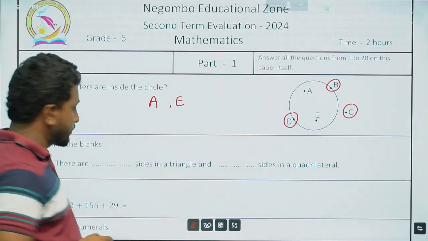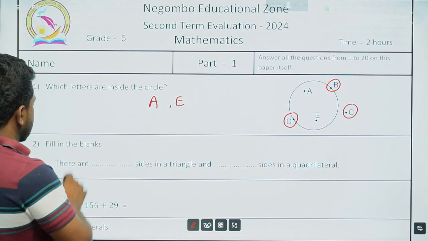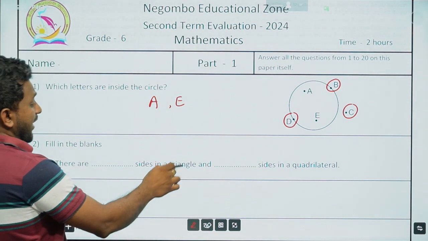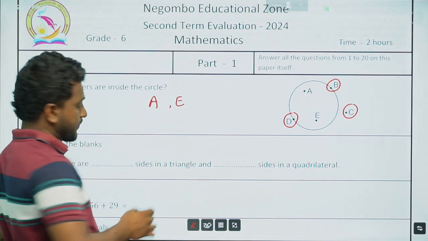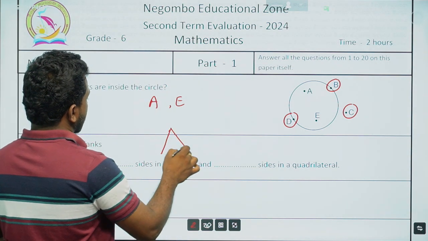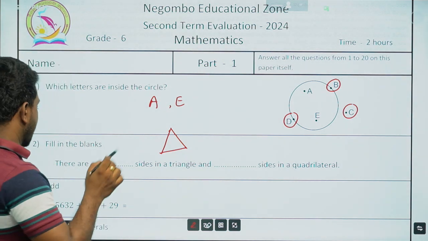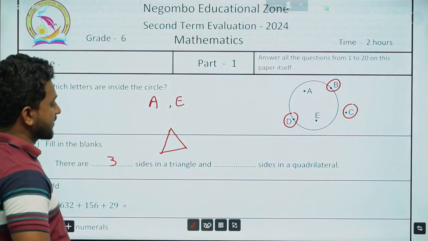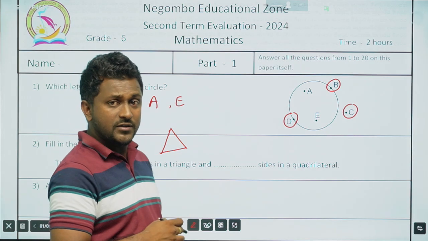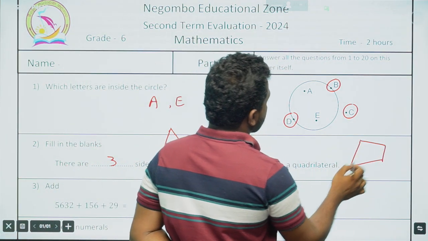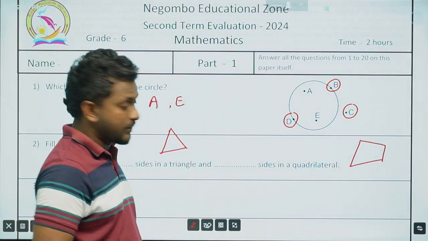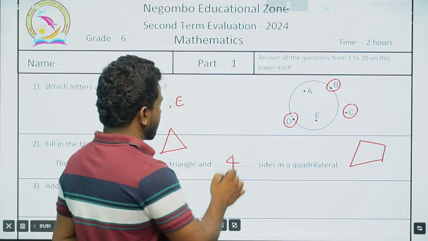And question number 2, fill in the blanks. There are sides in a triangle and sides in a quadrilateral. What is the triangle? Triangle means three-sided polygon, so that means it has three sides. And quadrilateral means four-sided polygon, like that, so it has four sides. Yes.